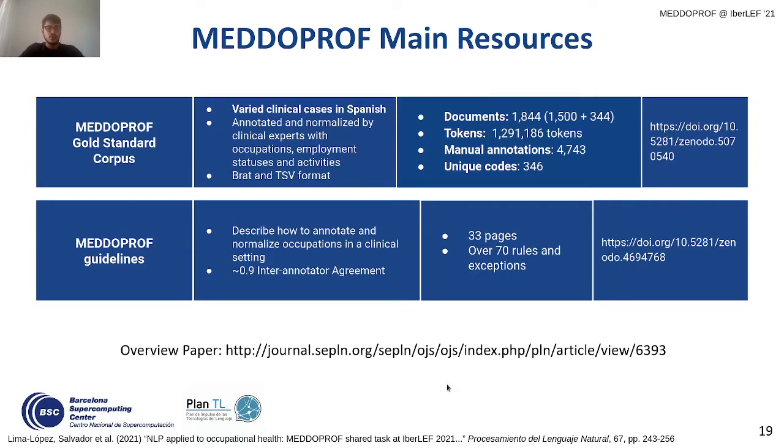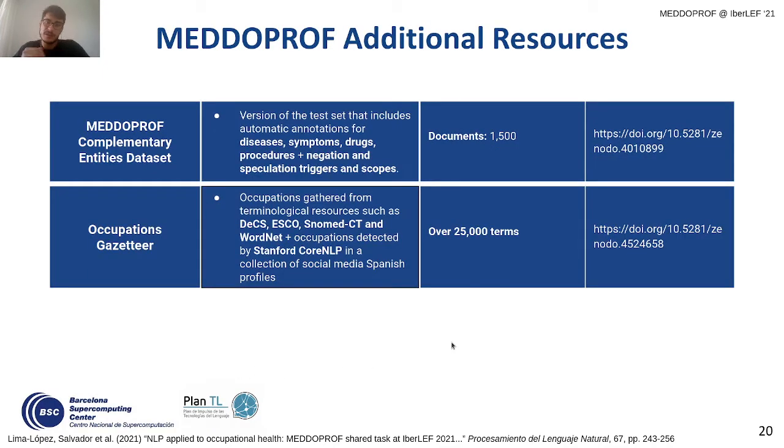If you want to take a look at the task's overview paper, it's on the SEPLN journal, and you can visit it for free. We also generated some additional resources. For example, we generated a complementary entities dataset, which is a version of the train set, which includes automatic annotations for diseases, symptoms, drugs and procedures, so some clinical entities, and some linguistic entities such as negation and speculation triggers and scopes.